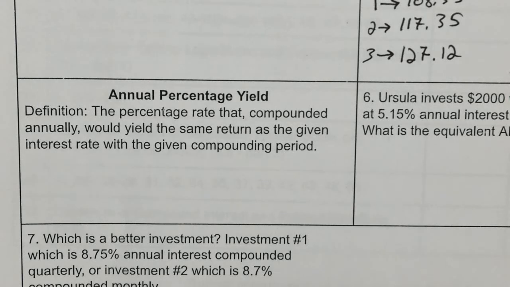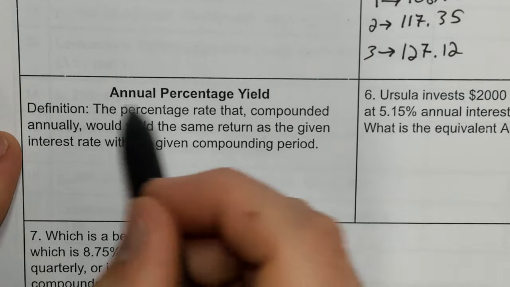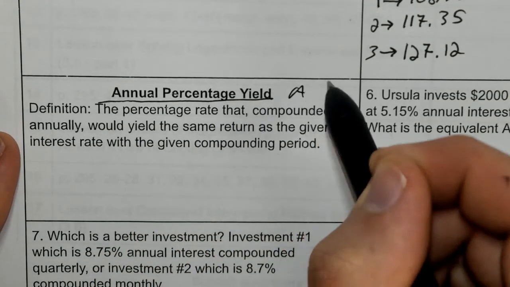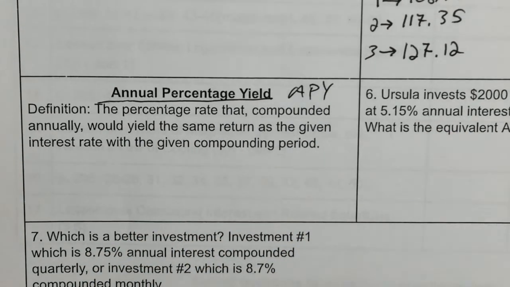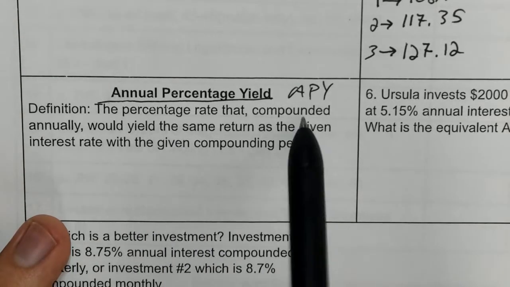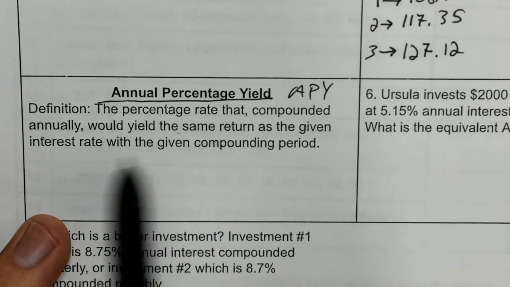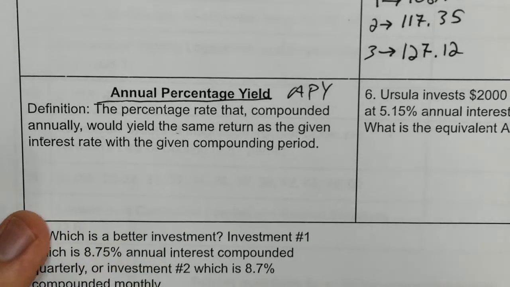And so when we're comparing investments, there's this thing called annual percentage yield, which just basically says, if it was compounded annually, other things being equal, this is how much you'd make. So you can easily compare investments by using this APY, the annual percentage yield. You will see that on home loans, on investments, those kinds of things. It's the percentage rate that when compounded annually would yield the same return as the given interest rate with the given compounding period.